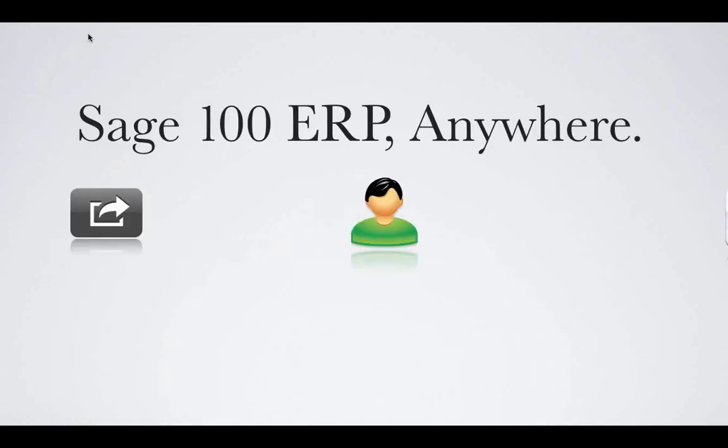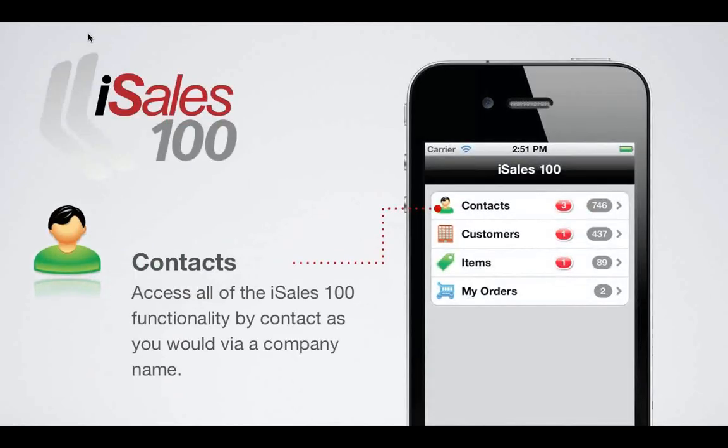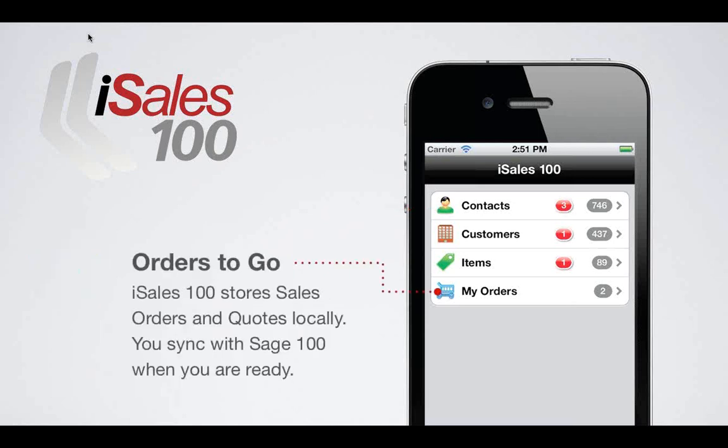All right, so let's move a little bit forward here. Sage 100 ERP anywhere. So a question I have is, knowing your competitors have your customers in their pockets, reason enough to have a mobile sales app? And I'll just let you guys decide if that's the case in this world that we're living in today or not. iSales 100, besides being customer-centric, is also contact-centric. So I can go into the application and immediately look up based on who my contact is. I don't have to go through my customer first to be able to do it.